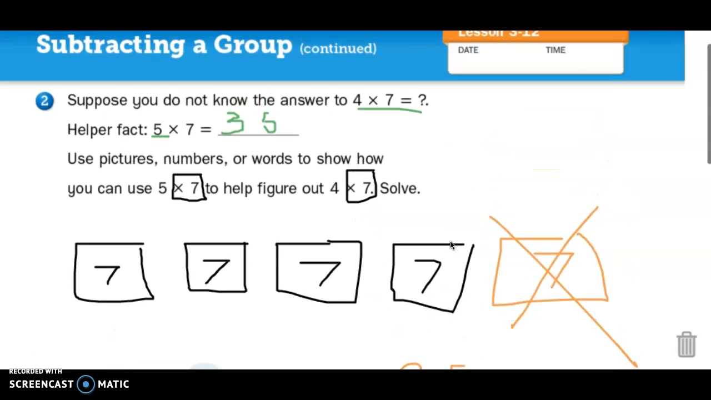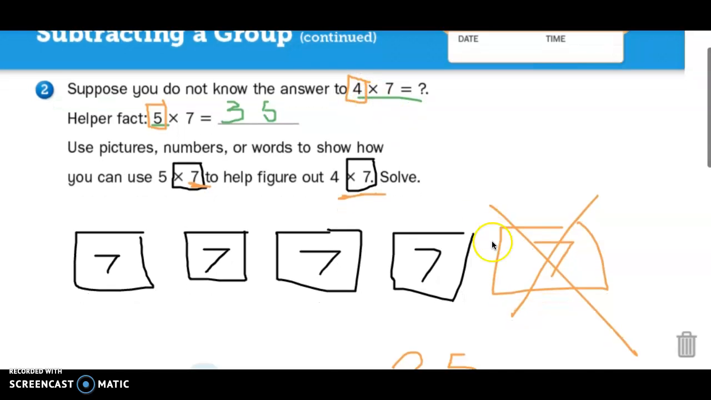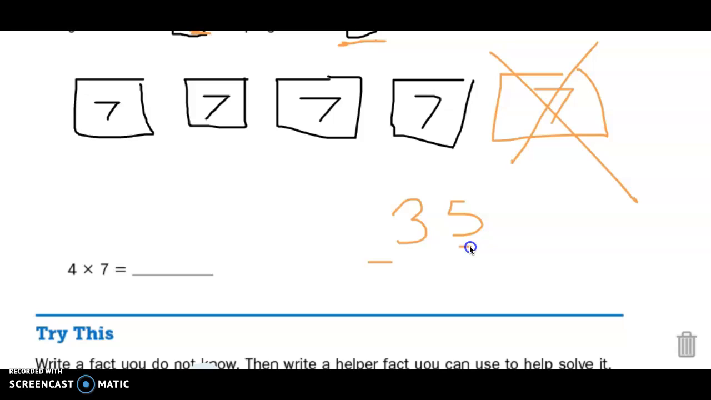And am I adding or taking away a 7? Because the 7 is the one I'm counting by, because that's the repeated number. Well, I figured out 5 times 7, and now 4 is less than 5. So I'm taking away a 7. I need to subtract. Can I do 5 take away 7?